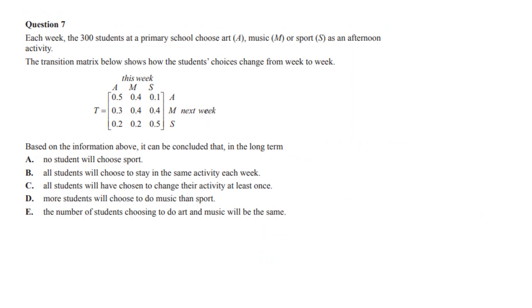All right, 2016 Exam 1, question 7. And it says we've got a situation here. We've got 300 students and we've got ourselves a lovely transition matrix. And then it says, based on the information above, it can be concluded in the long term. What does that mean? That's our old friend steady state. All right, so before we can do anything, let's just work out the steady state. Wait a minute, they've done the same trick again. They haven't given us S naught, right?